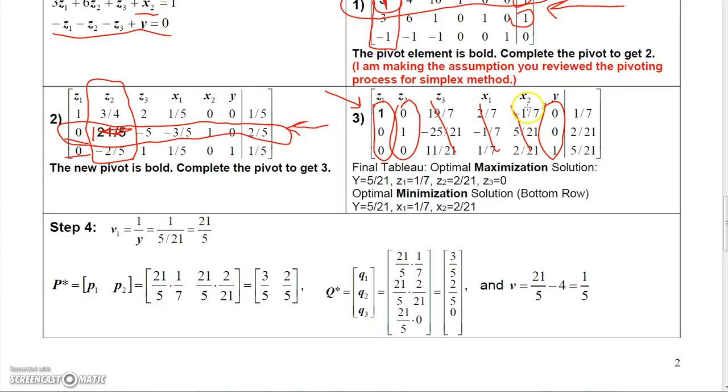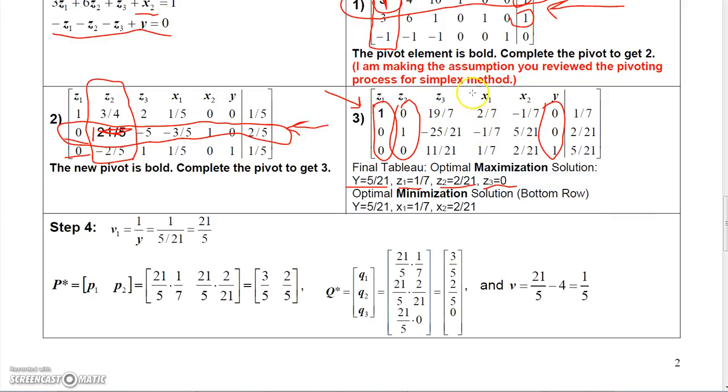Well, if these 3 are 0, then we can now read off the solution for z1. z1 would be 1/7. The solution for z2 would be in the second row. z2 is 2/21, and y would be 5/21. So I know y is 5/21, I know z1 is 1/7, I know z2 is 2/21, and since z3 is non-basic, it must be 0. Now let's return to x1 and x2.